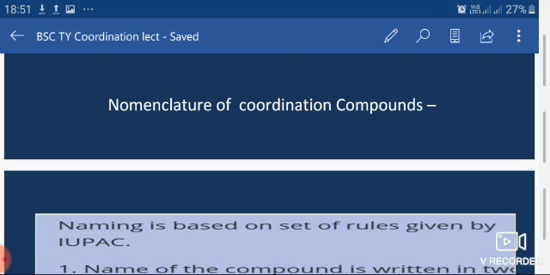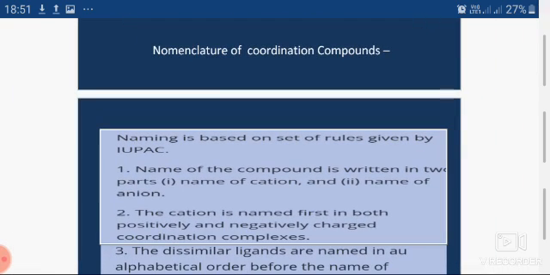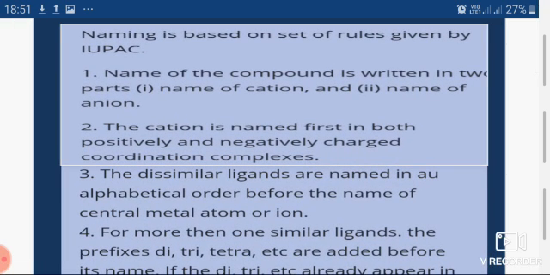or coordination compounds. There are some rules for the nomenclature of coordination compounds, as seen in organic chemistry, and these are rules that can be followed while giving a name to the inorganic compound. Now see the rules. The first rule is, the name of the compound is written in two parts. The first part is the name of the cation and the second part is the name of the anion.